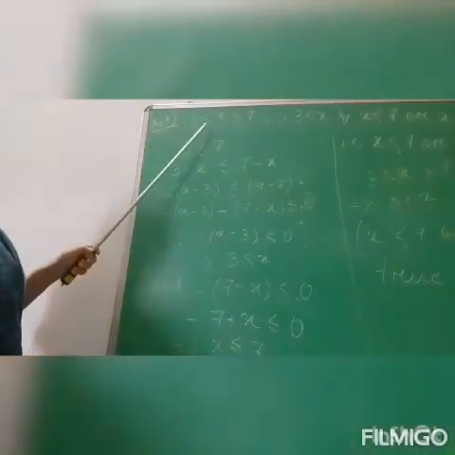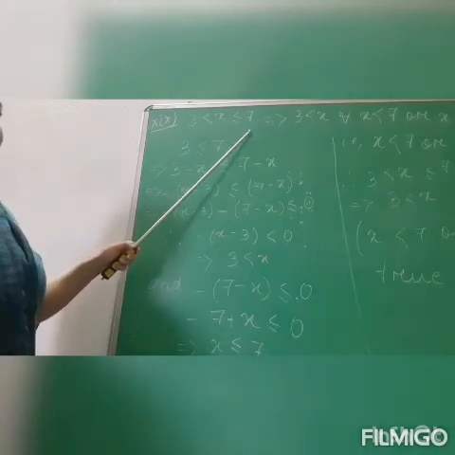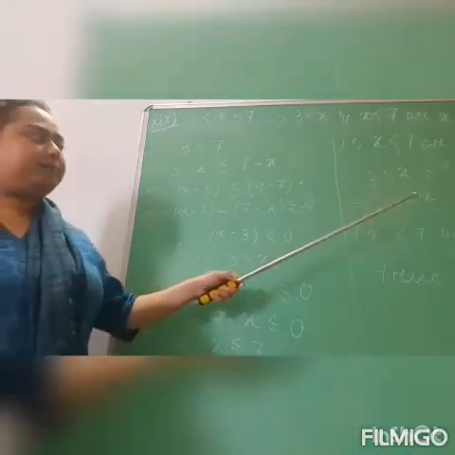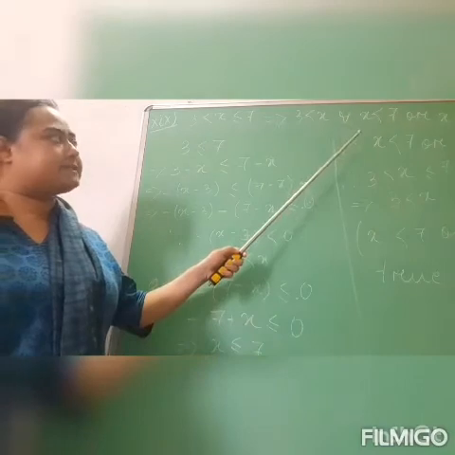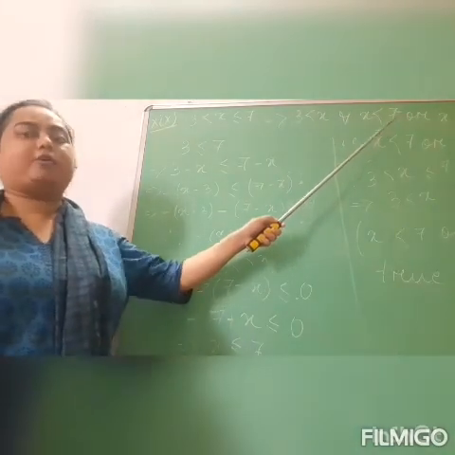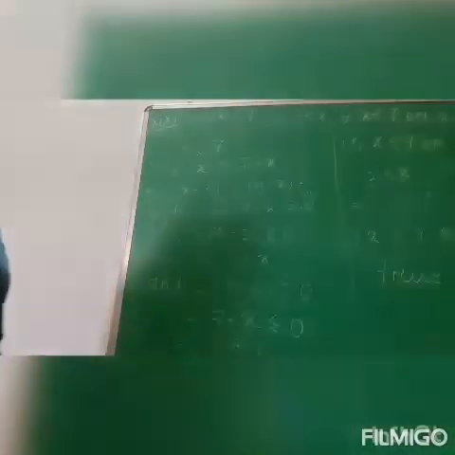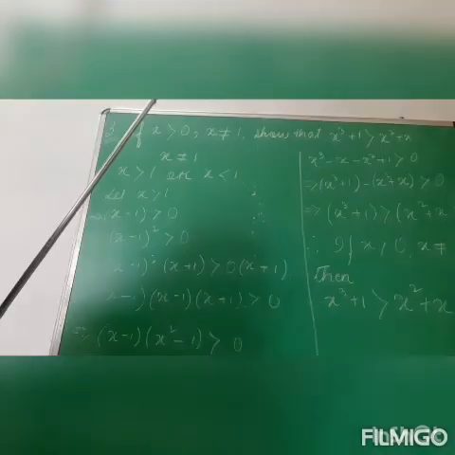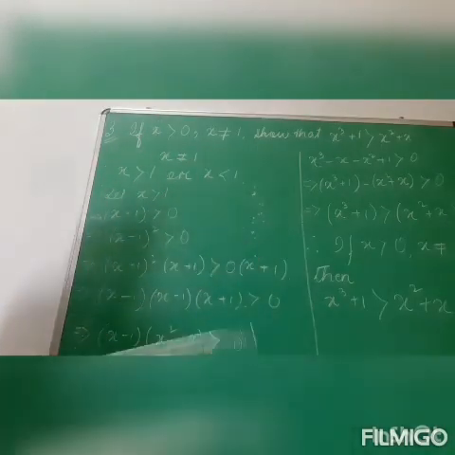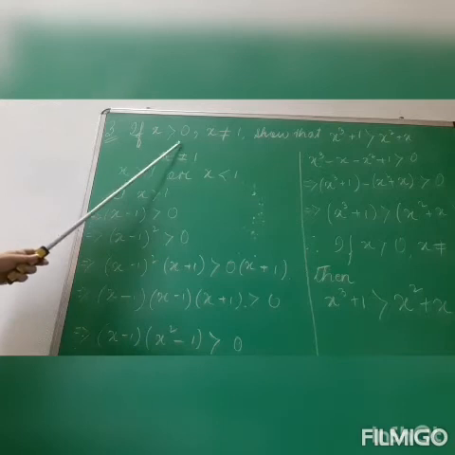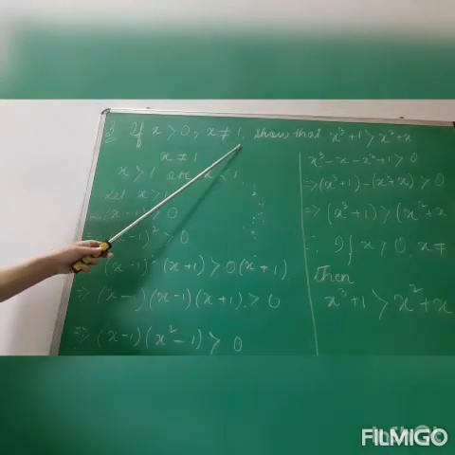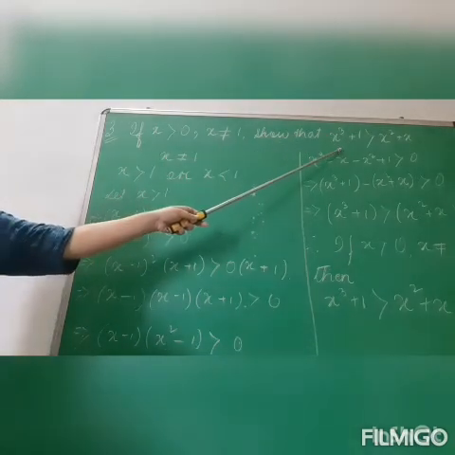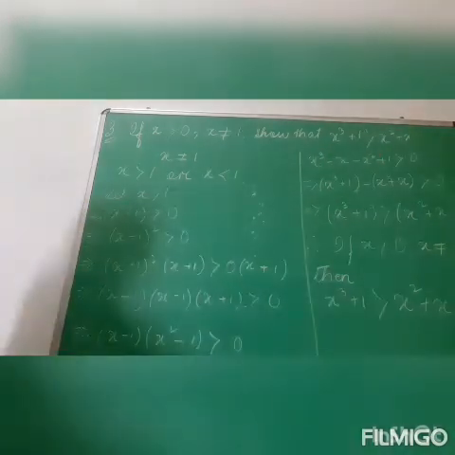Therefore, 3 less than x less than or equal to 7 implies 3 less than x and x is less than 7 or x is equal to 7 is true. Okay. Now let us see the last sum for today. Number 3. If x is greater than 0, x is not equal to 1, then we need to show that x cube plus 1 is greater than x square plus x.